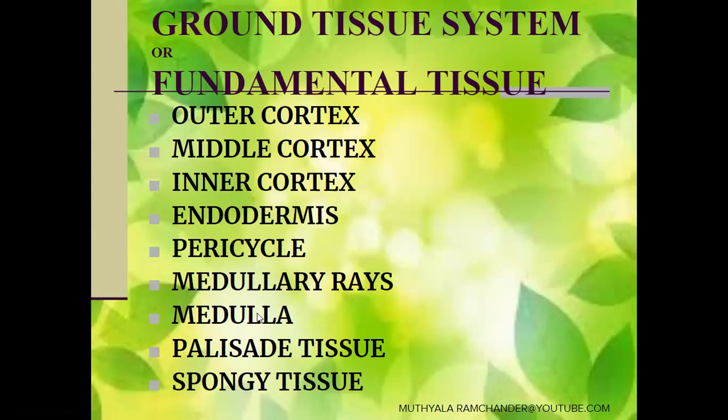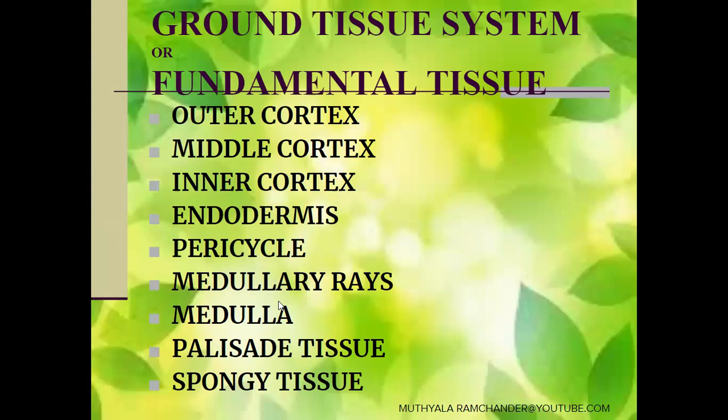The parenchymatous ground tissues are called medulla. In this medulla, there are no intercellular spaces. All cells are compactly arranged. The main function of medulla is storage of starch food material. From the outer cortex to the medulla, these types of ground tissues are present in the root system and shoot system.